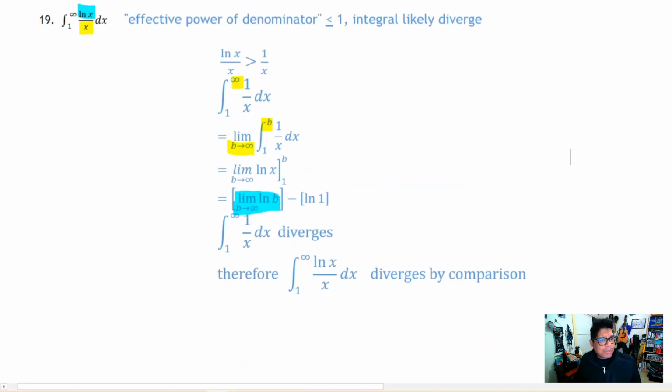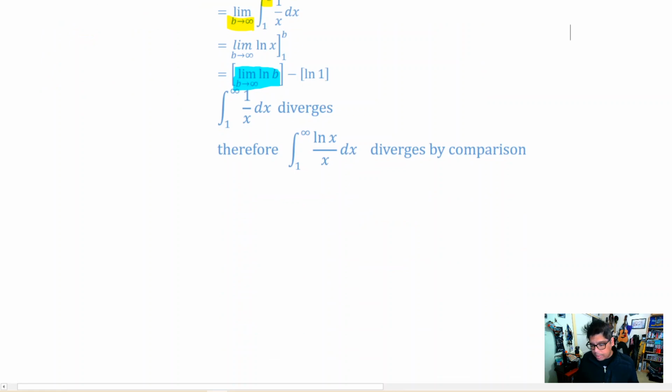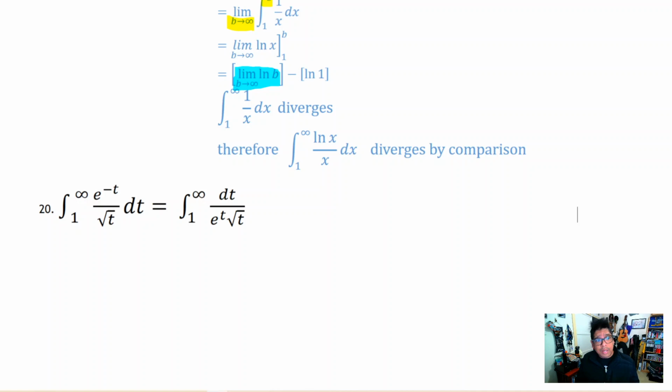Okay, with that one done, let's take a look at number 20. And 20 is kind of tricky, to tell you the truth, because you see something in the numerator, e to the negative t, and it doesn't register with your brain that you're not really looking at something in the numerator. In fact, the function that you're really looking at is dt over e to the t root t. So now the numerator has no power at all, and all the power is on the denominator.